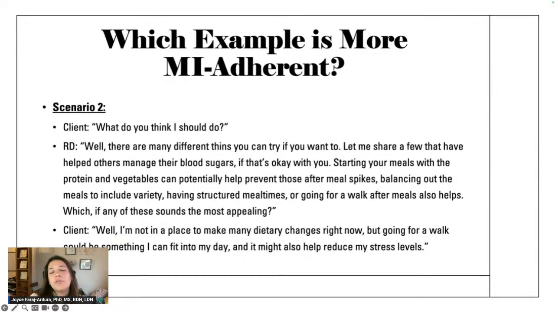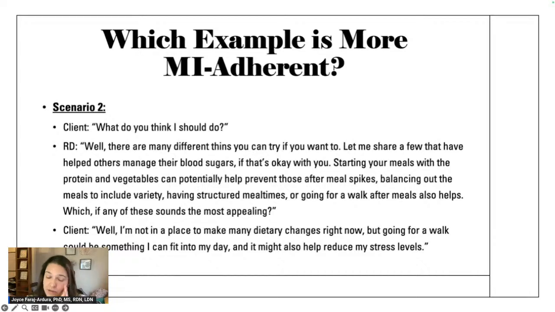Starting your meals with the protein and vegetables can potentially help prevent those after meal spikes. Balancing out the meals to include variety, having structured meal times, or going for a walk after meals also helps. Which, if any, of these sounds the most appealing? You're providing choice. If any, you're emphasizing autonomy. It's okay. They can say, no, none of these work.